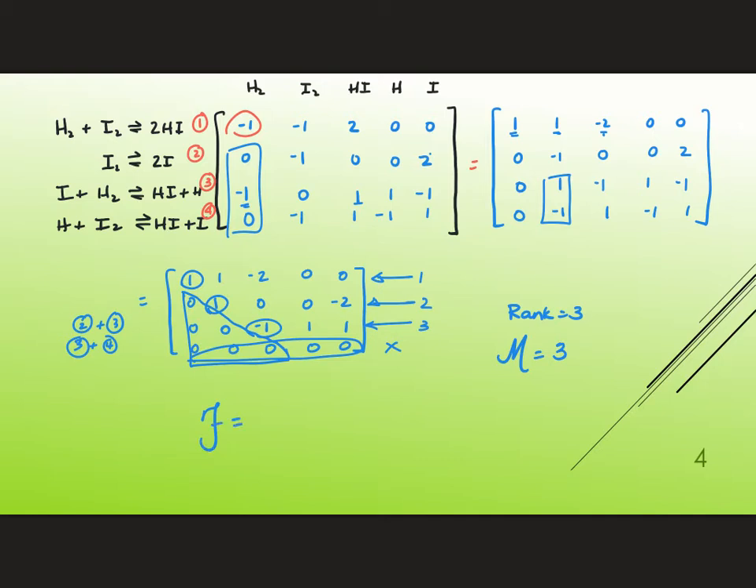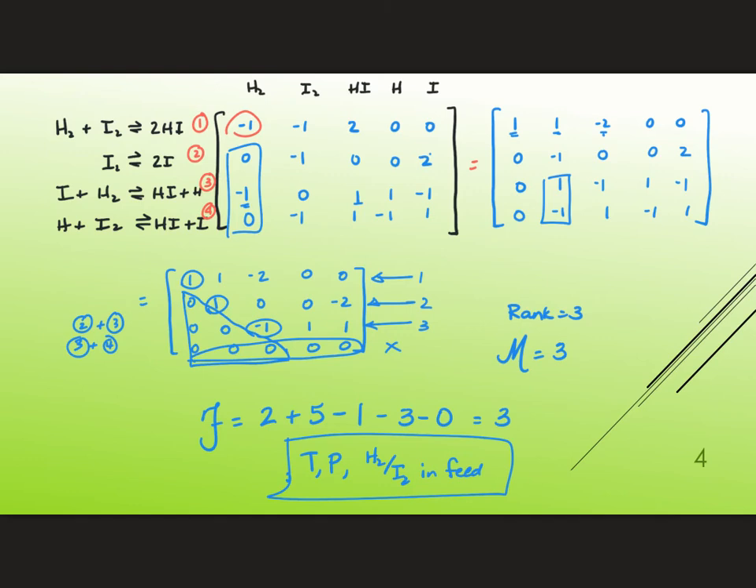Therefore the degrees of freedom is 2 plus 5 components minus 1 phase minus 3 reactions minus 0 because I have no restrictions. So 7 minus 4, degrees of freedom is 3. So I could specify 3 things in order to have a completely specified problem. So what might those be? Maybe temperature and pressure. I still need one more. So how about the ratio of H2 to I2 in my feed? This is a possibility of what those 3 degrees of freedom might be.